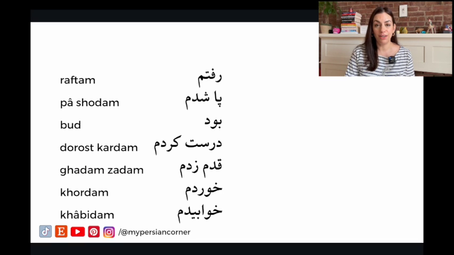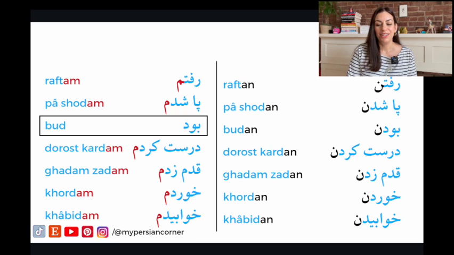So here's a look at all of our verbs together. رفتم، پا شدم، بود، درست کردم، قدم زدم، خوردم، خوابیدم. So here we have the infinitive on the right side and the past tense on the left side. So looking at these two side by side, can you guess what the rule is on how to form the past tense in Persian? Yeah, I'm sure you got it.